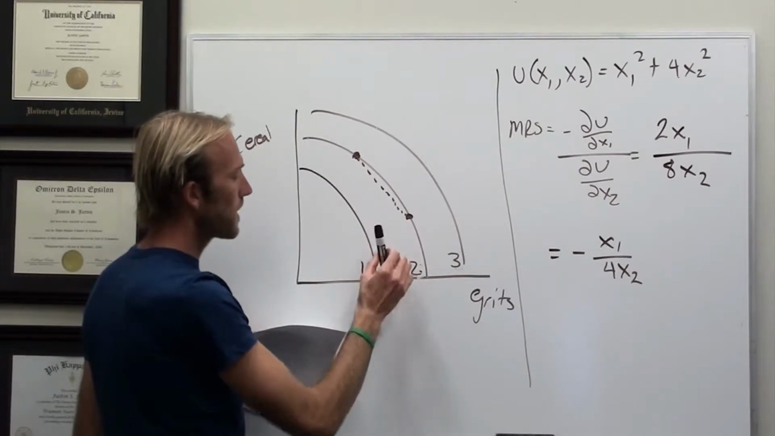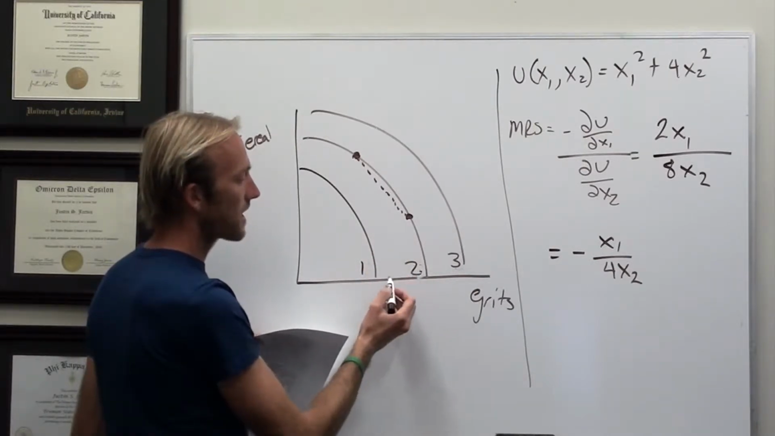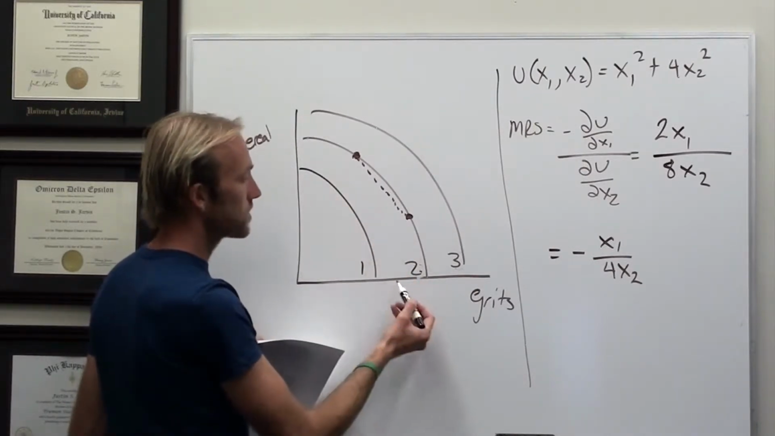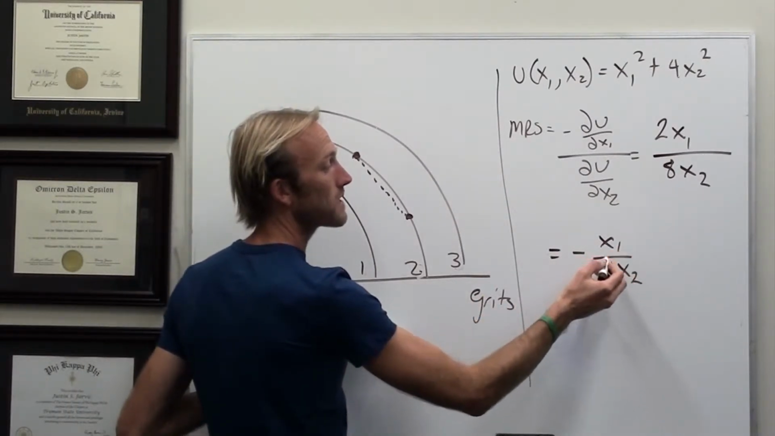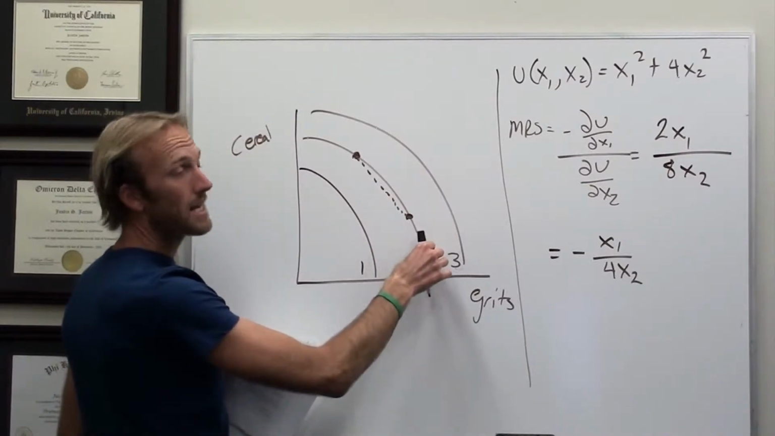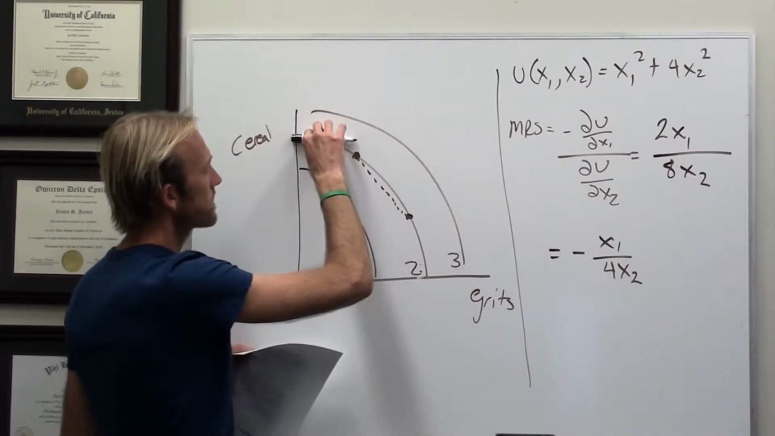Let's move it over here. Let's see what happens when I have a lot of x1 but almost no x2. So put a big number in for x1 and a small number in for x2. You'll see that this becomes a big negative number. So it's pretty small, close to 0 over here.